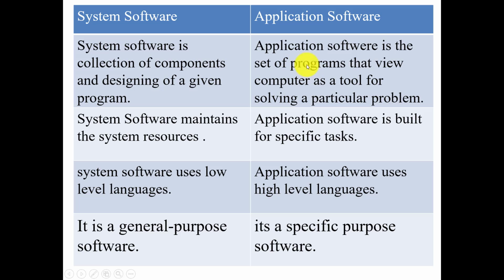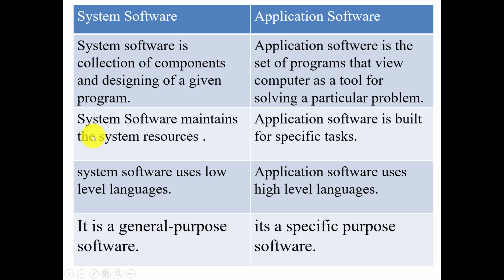Now, what is application software? Application software is a set of programs. What are programs? Programs are nothing but sets of instructions which execute particular tasks. So these are programs that view the computer as a tool for solving a particular problem. Under application software, we solve a particular problem or task. That's why it's called application software.